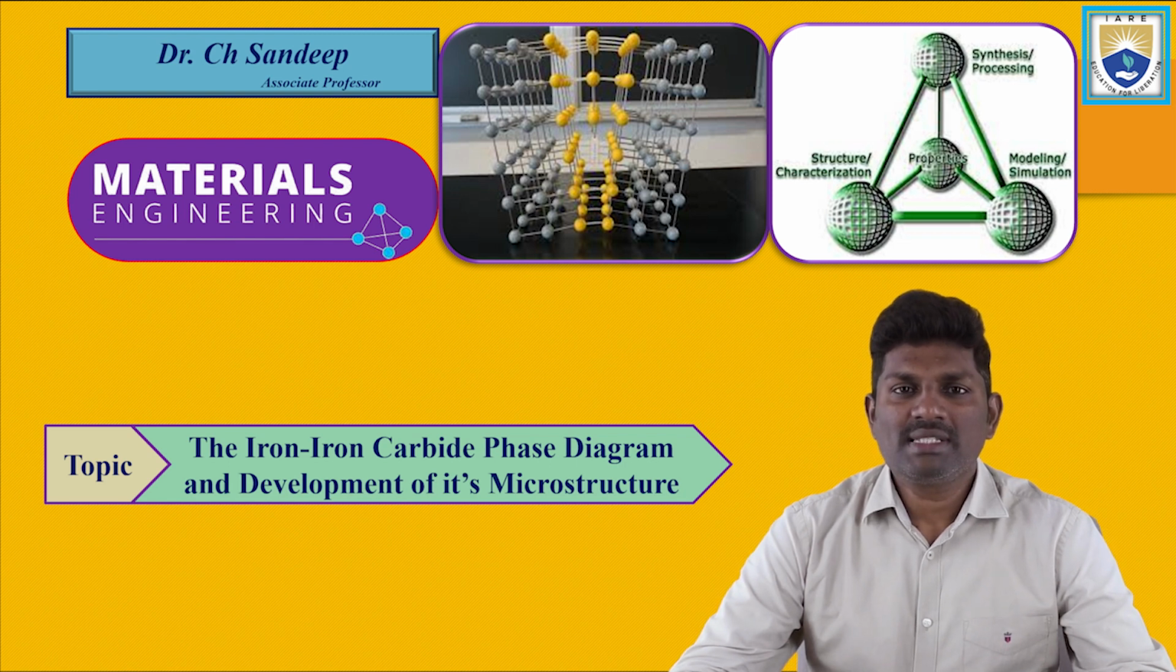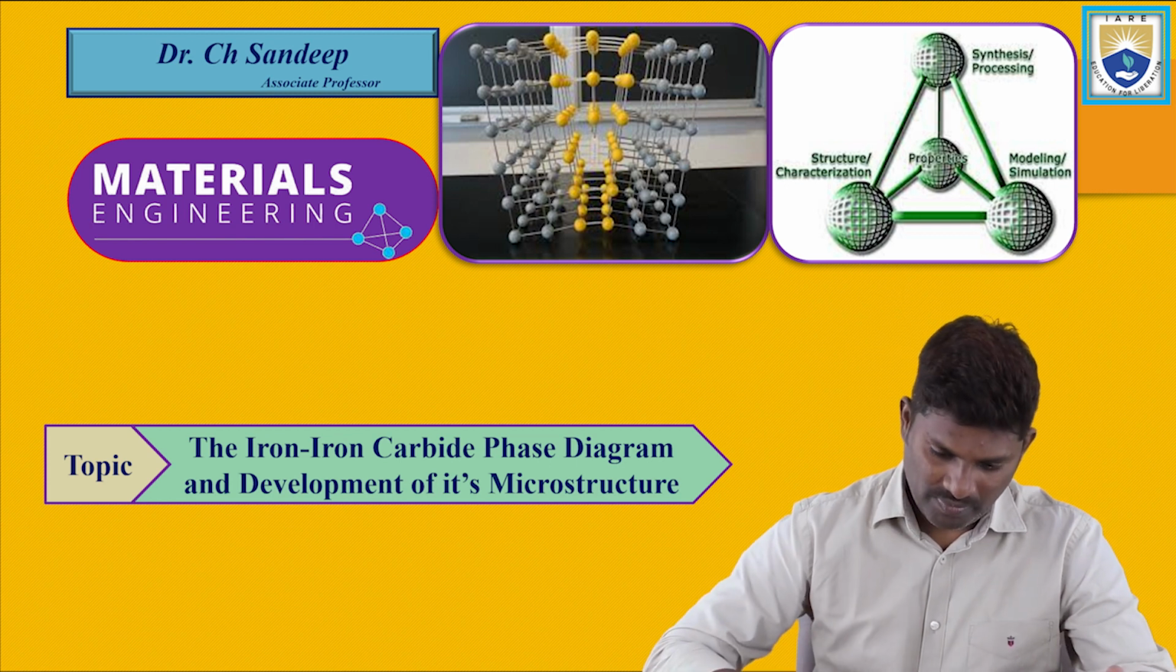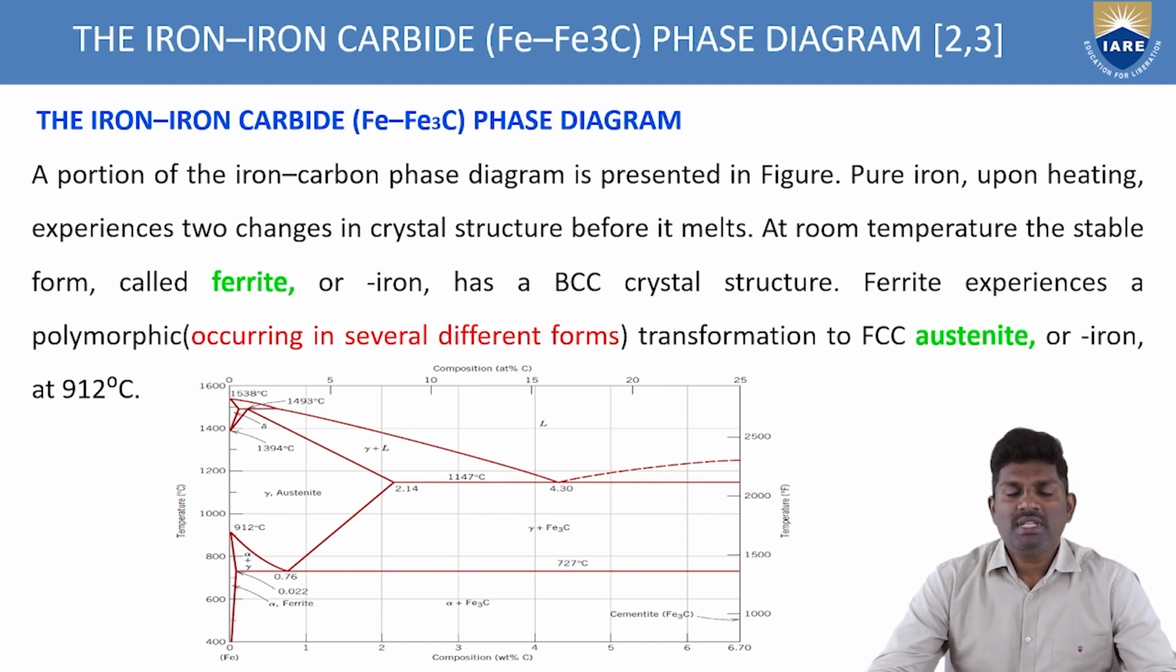Today we are going to discuss the iron carbide diagram and the development of microstructures in these phase diagrams. In this session we will discuss how the iron carbide diagram is drawn with the help of the Gibbs phase rule, and also what different types of microstructures are developed inside the iron carbide diagram during the cooling process.